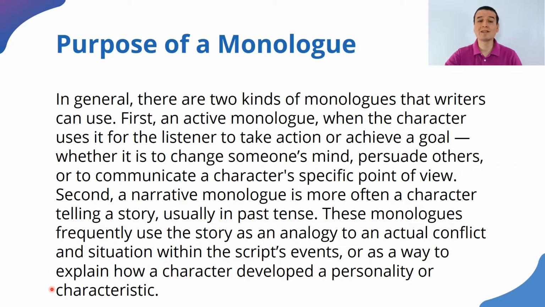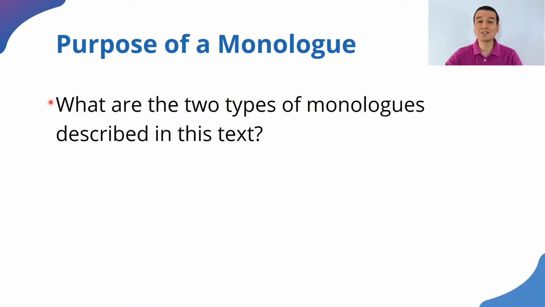Let me ask you then one simple question. What are the two types of monologues described in this text? What are they? One in which you want to persuade somebody, to get somebody to take action or to believe something. And the other one is a narrative monologue in which you are going to describe the way you see or interpret a situation, or the way in which you want them to understand or relate to something that you are describing. All right.